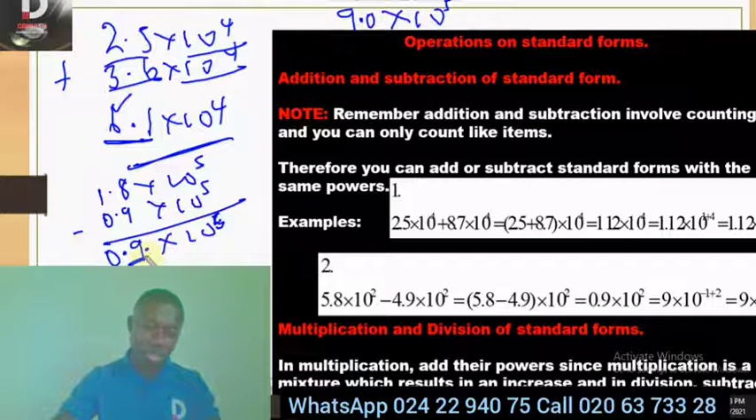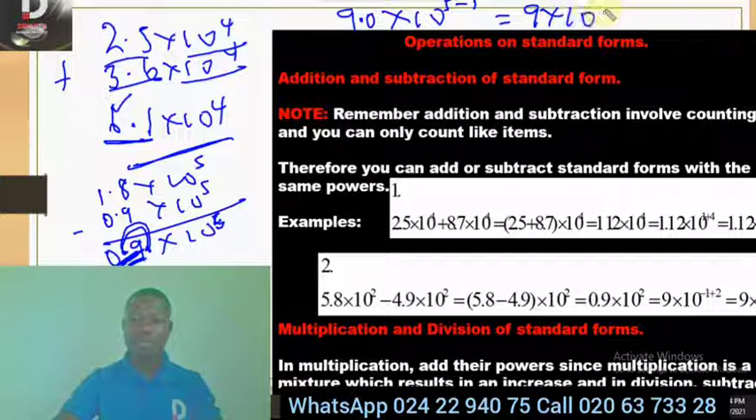Right. Now, watch. Moving the point here gives me negative what? Negative 1. Why? I moved once. And the number I'm converting, 0.9, is less than 1. Therefore, the power is negative. So it will give me minus 1. Do you agree? Yes. Then my final answer is equal to 9 times 10 to the power 4. 5 minus 1 is 4. This is the final answer.